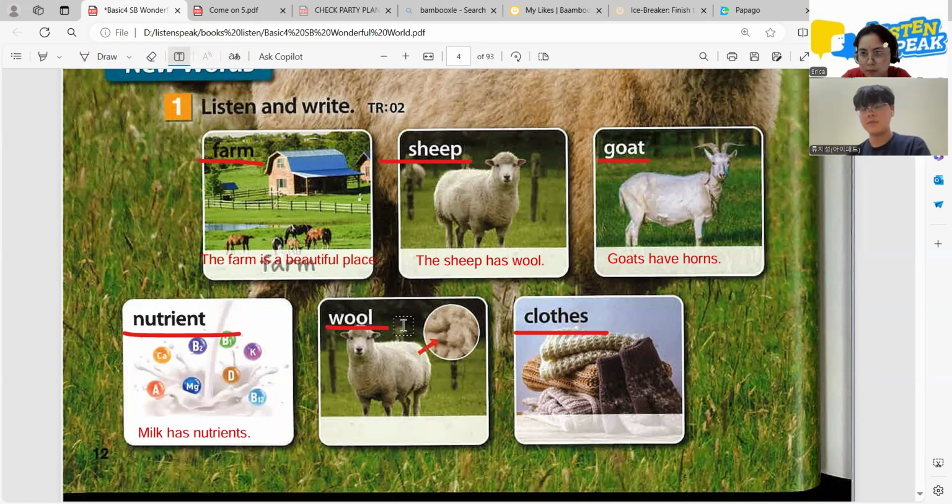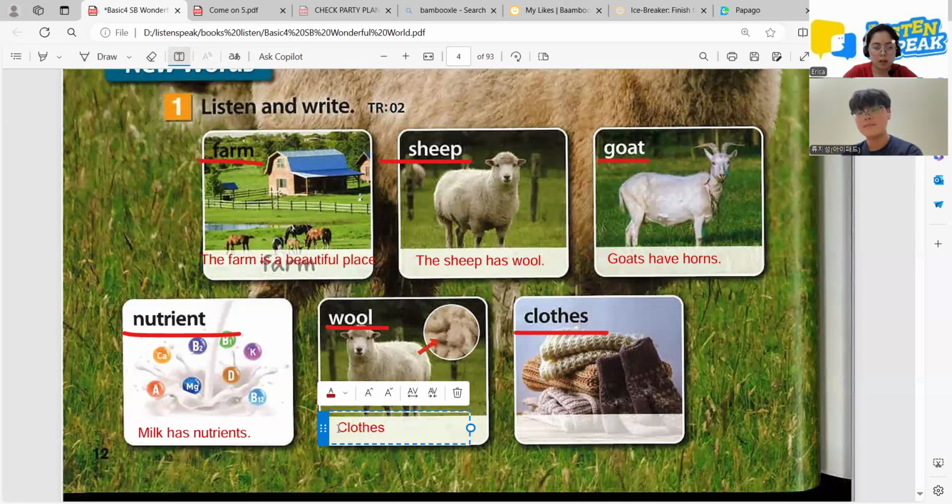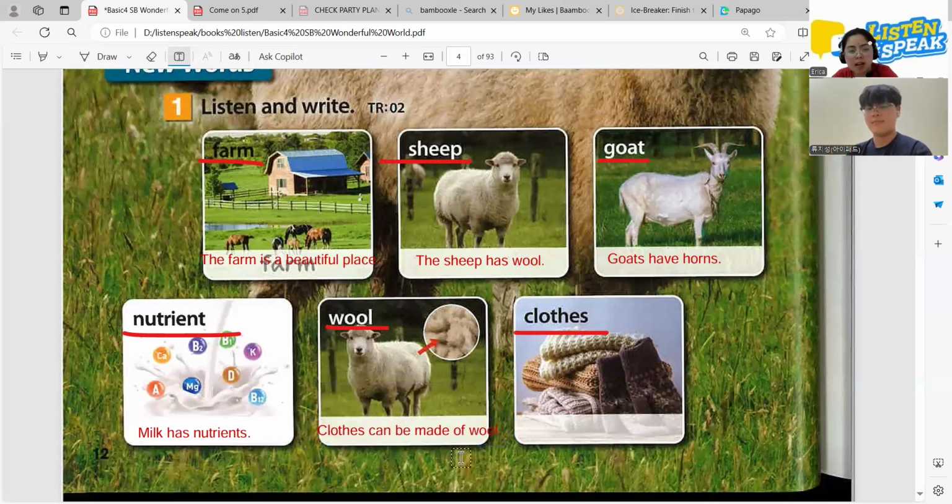Next, wool. So your sentence is wool make clothes. Okay, but your sentence should be clothes can be made of wool. Yes. All right, so clothes can be made of wool.